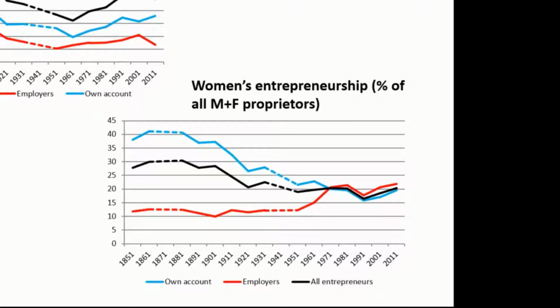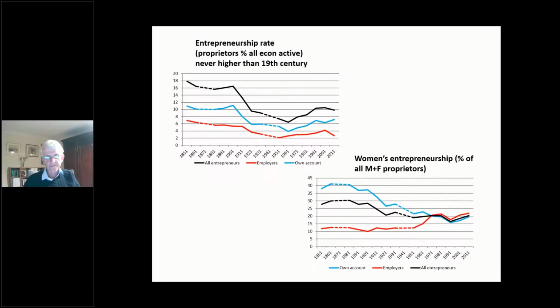Now, this is a real change against what a lot of modern government policy literature uses, which is to suggest that we now have the highest rate of entrepreneurship in the late 21st century that we've ever had. And women are participating more than ever. But that isn't quite true, because the 19th century had much higher ratios than we now have.